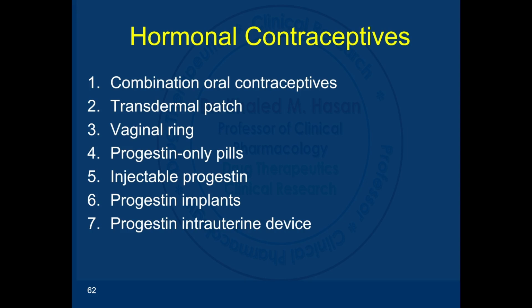Hello everyone and welcome to the clinical pharmacology unit. Today we are going to speak about the last part of the reproductive female hormones. We're focusing on the hormones estrogen and progesterone, and the last section will be focusing on the hormonal contraceptives. So hormonal contraceptives include the combination oral contraceptive, transdermal patch, vaginal ring, progestin-only pills, injectable progestin, implant, and then we have a progestin intrauterine device.